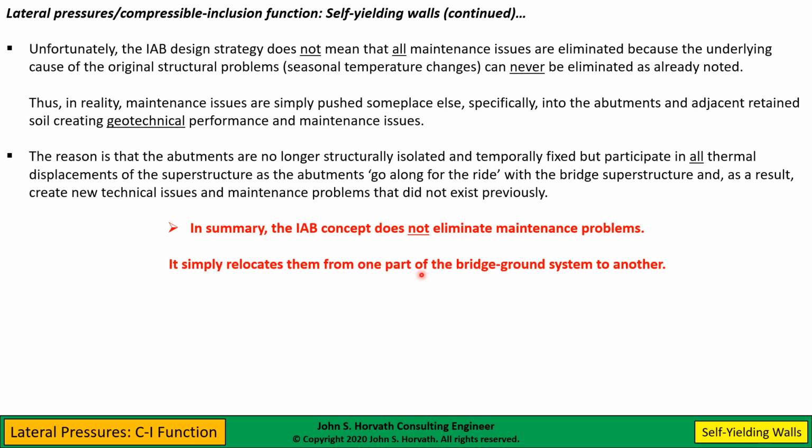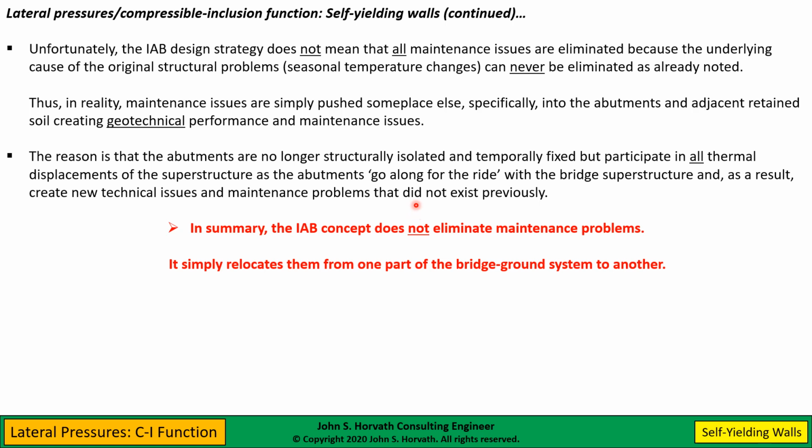And if you think about it, this makes sense because, again, you cannot and never could eliminate the basic physics of the problem. You have a structure that is subjected to seasonal temperature change. You're never going to eliminate that. So I think it's delusional to think that, well, I've eliminated the problems with expansion joints and bearings, so all your problems have gone away. As it turns out, all you've done is create new problems somewhere else.